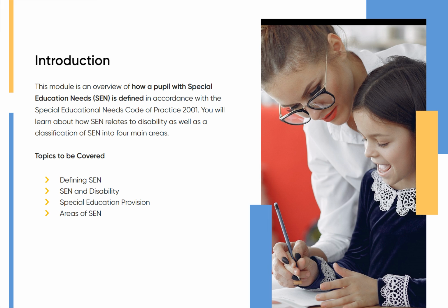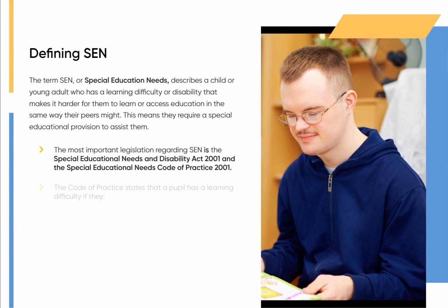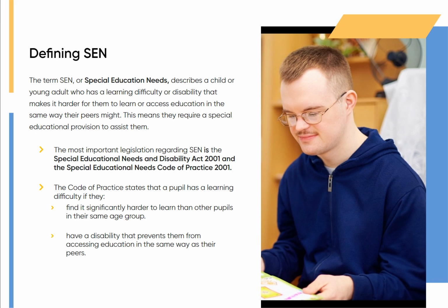Defining SEN. SEN and disability. Special education provision. Areas of SEN. Defining SEN. The term SEN, or special educational needs, describes a child or young adult who has a learning difficulty or disability that makes it harder for them to learn or access education in the same way their peers might. This means they require a special educational provision to assist them.